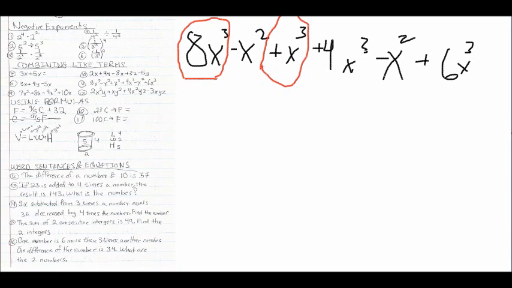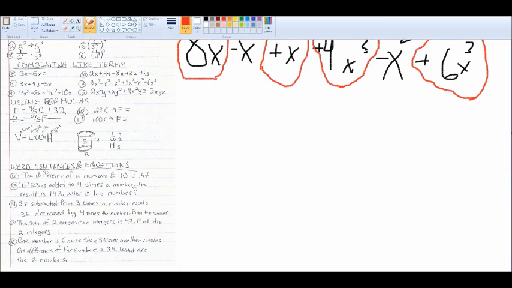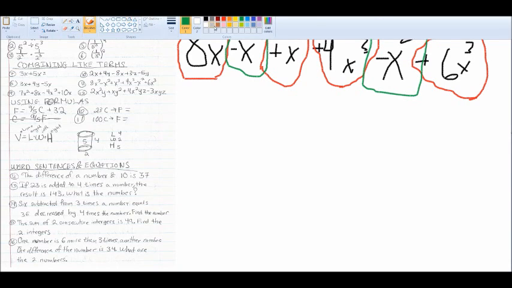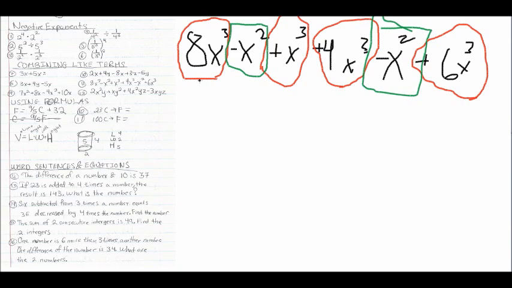Alright, let's look at x cubed. This is an x cubed. Well, we'll circle them. This is x cubed. This is an x cubed. Oh, this is also an x cubed, and this is an x cubed. And what we're left with is, we'll box these. We're left with x squared. Alright, now let's solve it. Let's worry about the x cubes.